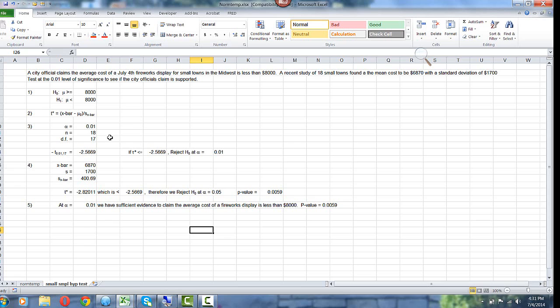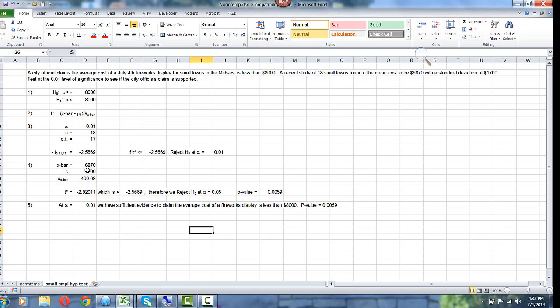Okay, so it's a larger number here than the previous example, and that's because we are testing at 0.01, whereas the other problem was at 0.05, and we have a lot fewer degrees of freedom here, 17 versus 129. So it's not surprising that we're going to have to show a much greater distance between the sample mean and the hypothesized mean before we're willing to reject the hypothesized value.